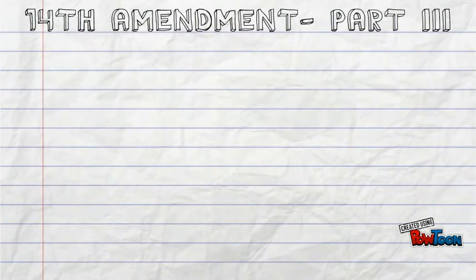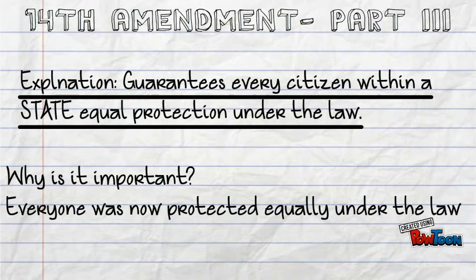The third part of the 14th Amendment guarantees every citizen within a state equal protection under the law. This is known as the Equal Protection Clause. This says that everyone now is protected equally under the law, whether you are in Hawaii or New York.